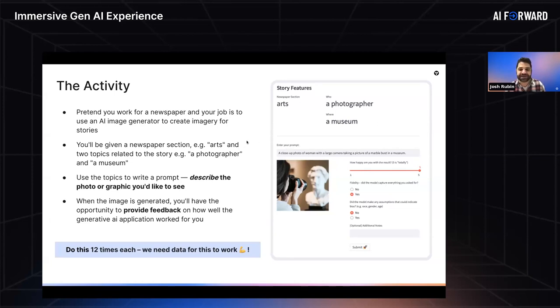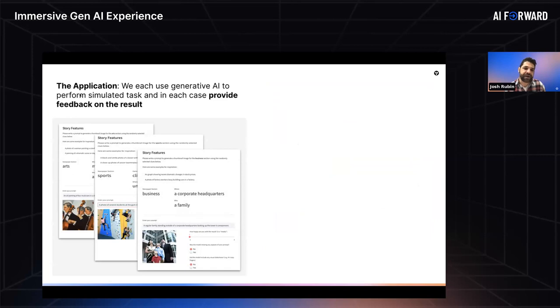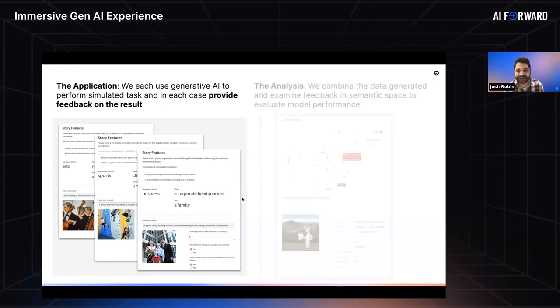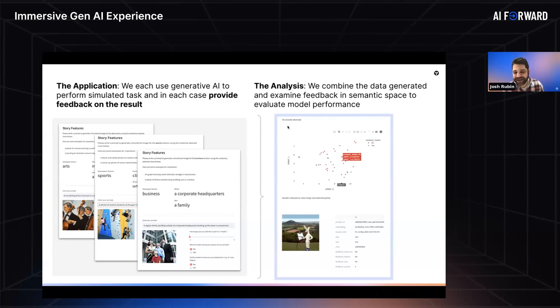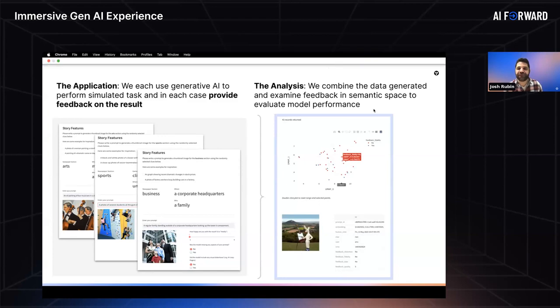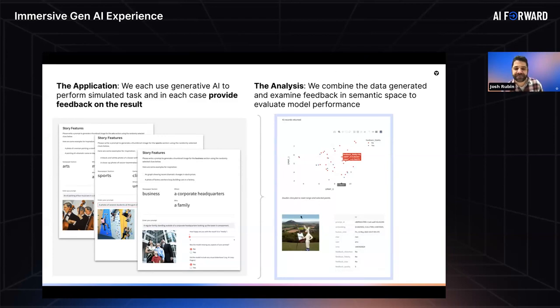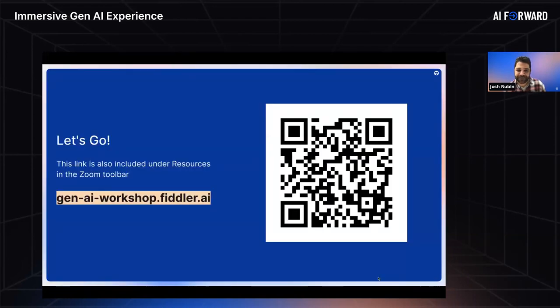So I'm going to give you like 10 minutes to play this game. Just to recap, we're going to use this generative AI to perform a simulated task and in each case provide feedback. So you can see there's a whole stack of these. And then we're going to play the analysis game and try to learn what we can from exploring your feedback in the semantic space of the prompts. Awesome. Okay. So I think we're ready for action here.